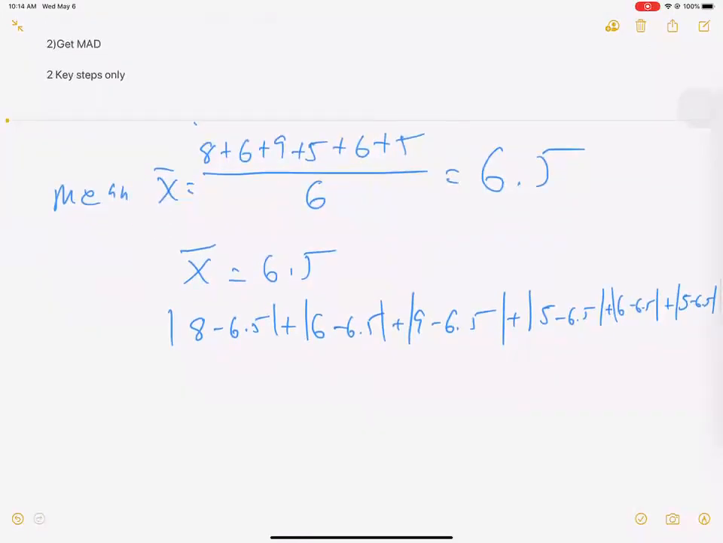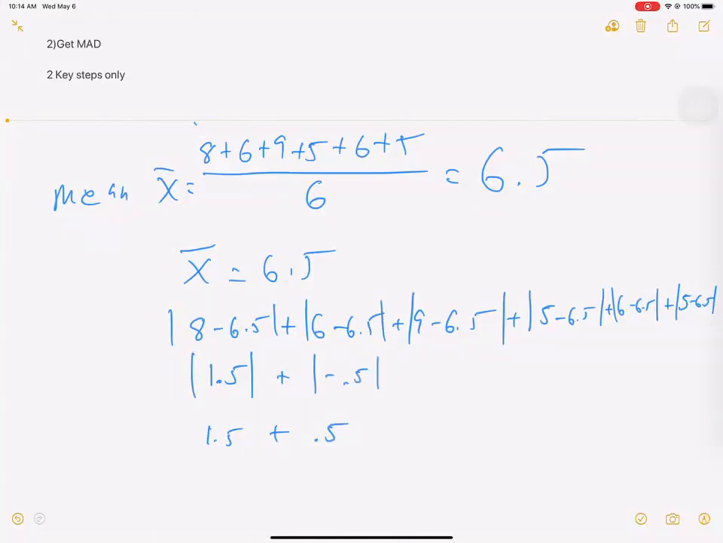But the first difference, looking here, how far is 8 from 6.5? Well, that's going to be 1.5 away. And the absolute value makes everything positive, 1.5 away. Next value, 6 minus 6.5. How far is 6 away from the average? Well, it is negative 0.5 away. It's not that far away from the average. But because of the absolute value, that becomes a positive 0.5.